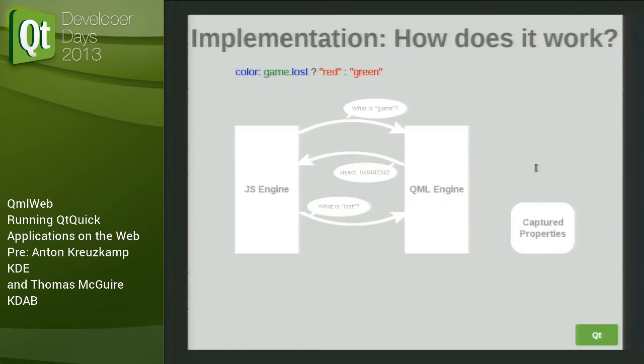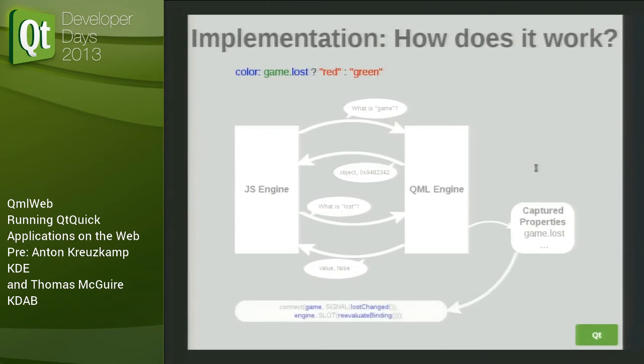It will see the lost property here. It has no idea what that is. Again, it will ask the QML engine for it. Then the QML engine will see, oh wait, someone is accessing the lost property. I'll make a note here. In my list of captured properties, I'll make a note that someone tried to access that property. And then it will tell the JavaScript engine what the value of that property is, which is false. JavaScript engine will return the result, which is, if lost is false, will be green. So the result will be green, and that will be set. The QML engine will get that result and set it to the property.